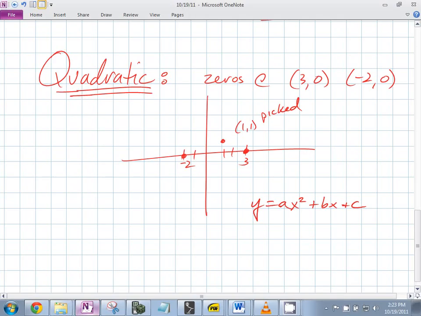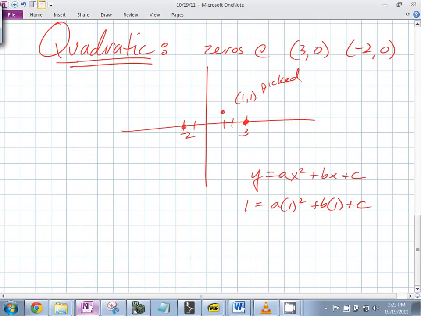We know it equals 0 when x is 3. You have a times what? 3 squared. Yep, you both said correctly, either one, right? Plus b times 3 plus c. And we also know it equals 0 when x is -2: a times -2 squared plus b times -2 plus c. How many equations do I have?